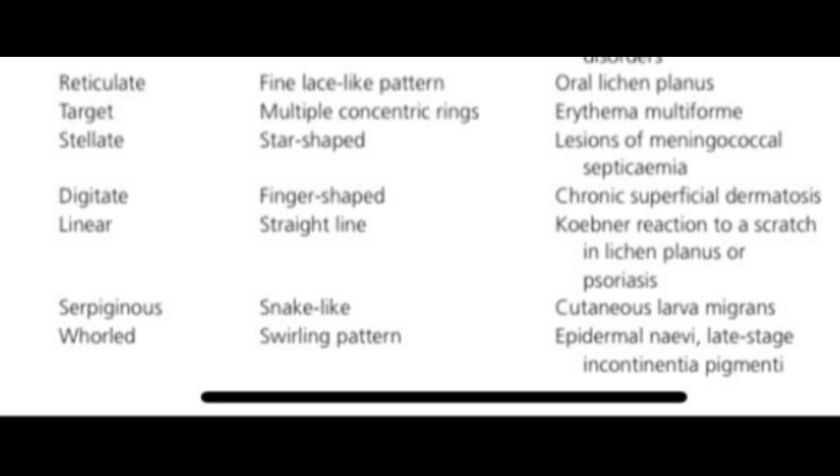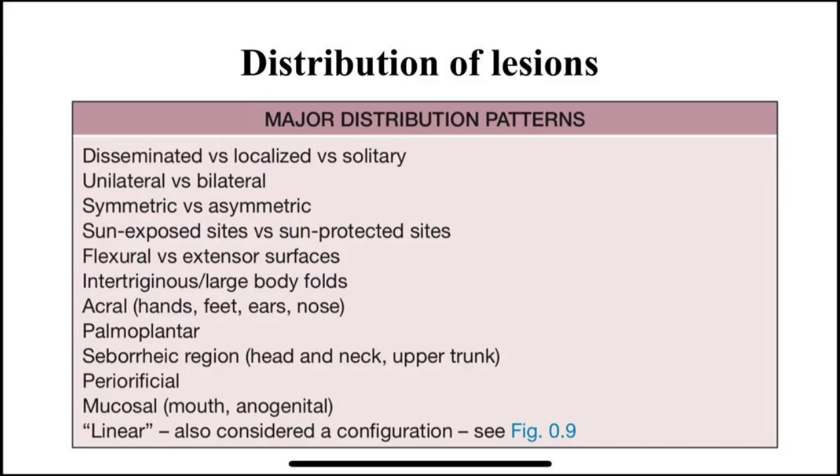Stellate is star-shaped, seen in lesions of meningococcal septicemia. Digitate are finger-shaped which is seen in chronic superficial dermatosis. Linear lesions are straight lines which are seen usually in Koebner reaction as a reaction to a scratch in lichen planus or psoriasis. Then serpiginous is snake-like, seen in cutaneous larva migrans. Whorled is a swirling pattern which may be seen in epidermal nevi, late stage of incontinentia pigmenti.